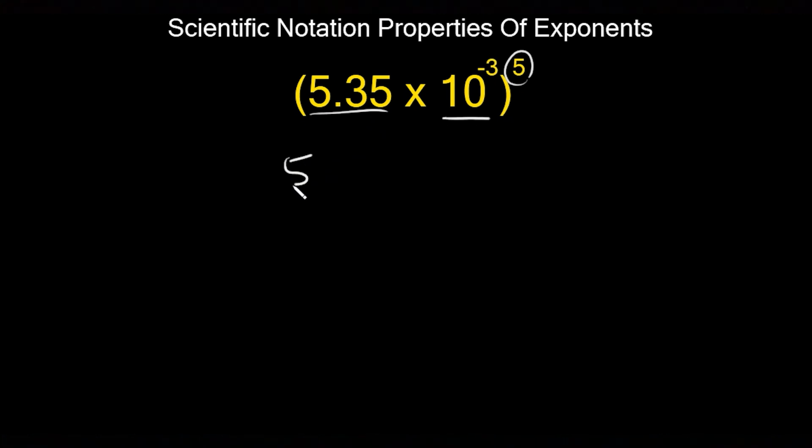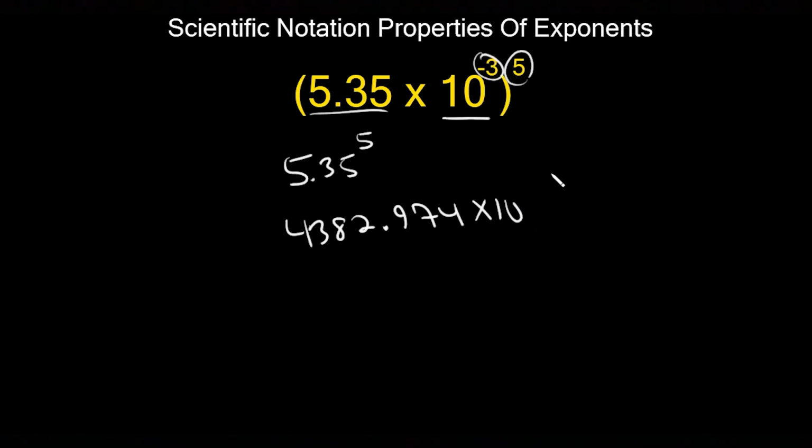So again, 5.35 to the power of 5. And you're going to want to use your calculator here. So when you plug that into your calculator, you should get 4382.974. Again, I'm going to round the number to the nearest thousandth. That's fine. Now I have to do 5 times this -3 here. Okay, so I'll have times 10 to the power of, well, -3 times 5, I get -15.